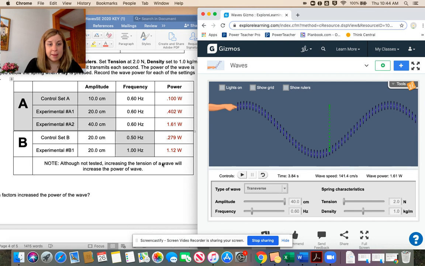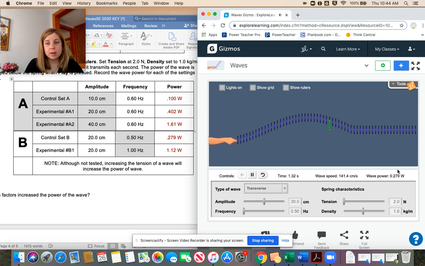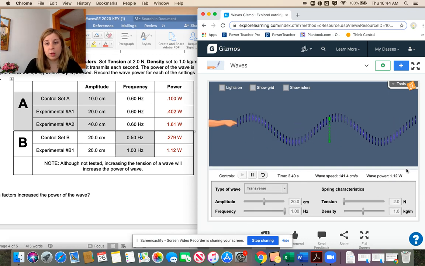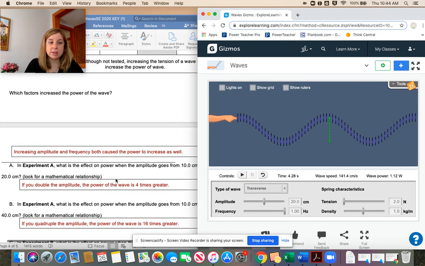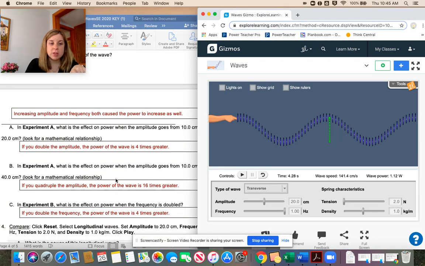Now I'm going to do control set B. Okay, so my amplitude is back at 20. Okay, and then I'm going to set the frequency to 0.5 and press play. And my wave power is at 0.279, and then set my frequency to 1 and press play. And my wave power is at 1.12. Okay? So what factors increase the power of the wave? You should have seen both increasing amplitude and frequency cause the power or the energy of the wave to increase as well. So this is what I was talking about with the mathematical calculation.